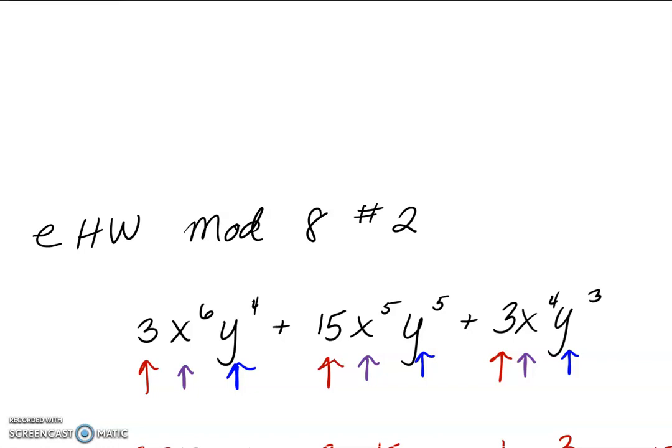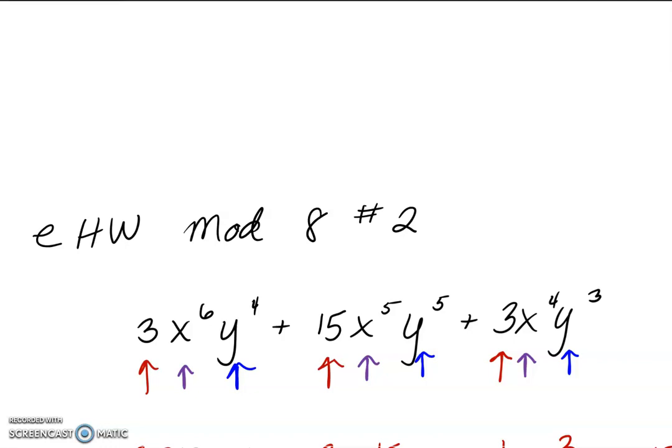In this video, I'm going to go through electronic homework module 8, number 2. So we have 3x to the 6th, y to the 4th, plus 15x to the 5th, y to the 5th, plus 3x to the 4th, y cubed. So first we want to find a greatest common factor for all of those. What goes into each term.